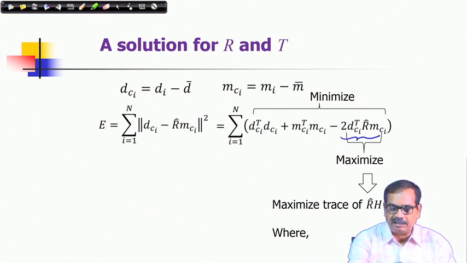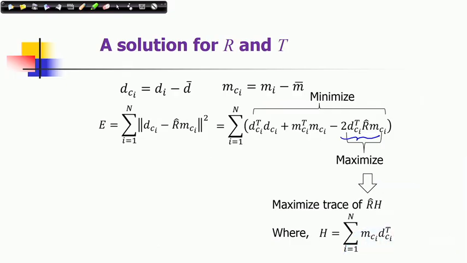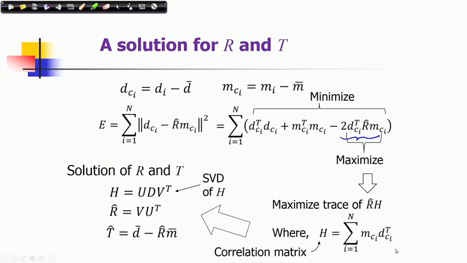The definition of H is given in this form, sum of M_i D_i transpose. It is basically a covariance between the corresponding coordinates translated by their means. So, we also call it a correlation matrix, and one of the solutions for maximizing this is that H can be decomposed using singular value decomposition, U D V transpose, and then R transpose R tilde is V U transpose. You can check this is an orthonormal matrix. So, this is the solution, and then T is obtained as this.